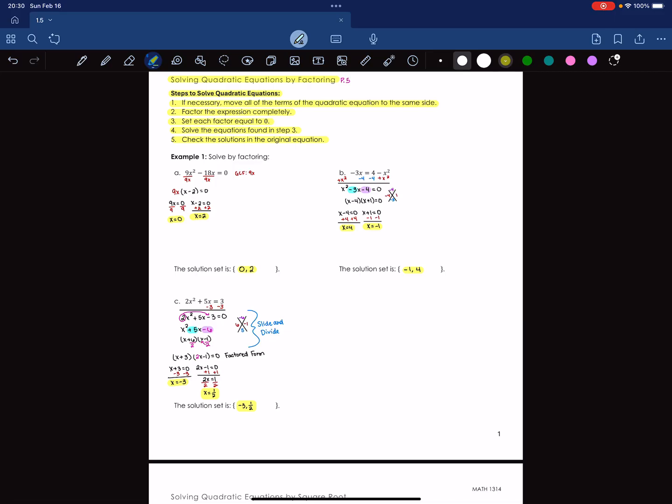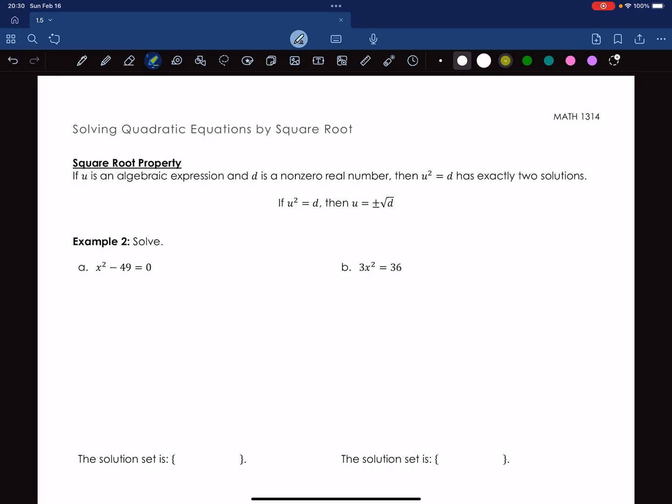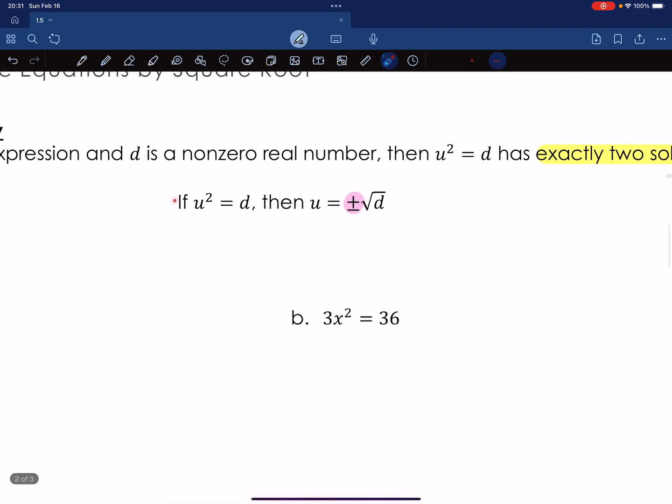The next method we're going to talk about is solving using the square root property. So the square root property says that if u is an algebraic expression and d is a non-real zero, then u squared equals d has exactly 2 solutions. If u squared equals d, then u, when you take the square root of both sides, is equal to plus or minus the square root of d. So what this is basically telling us is anytime you're solving a quadratic equation by taking the square root of both sides, you're going to end up with a plus or minus symbol.